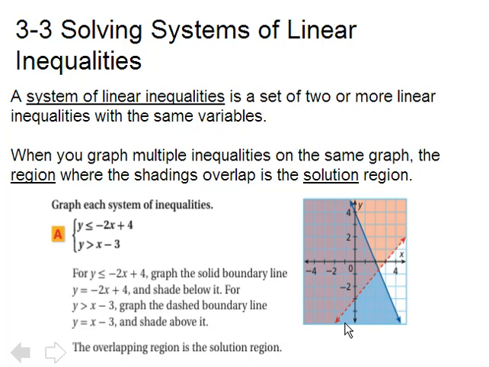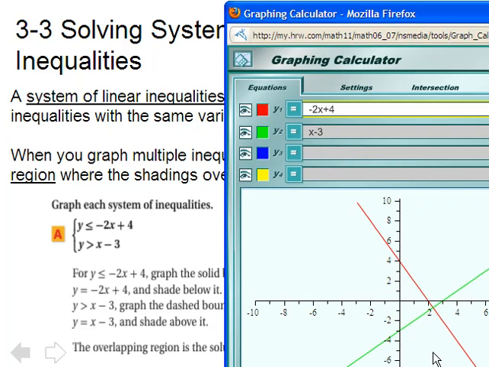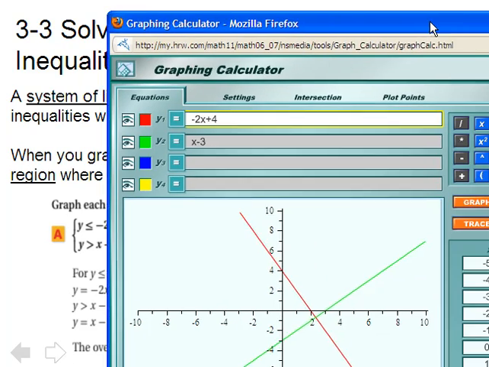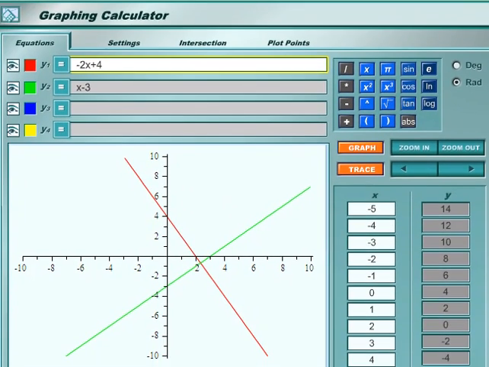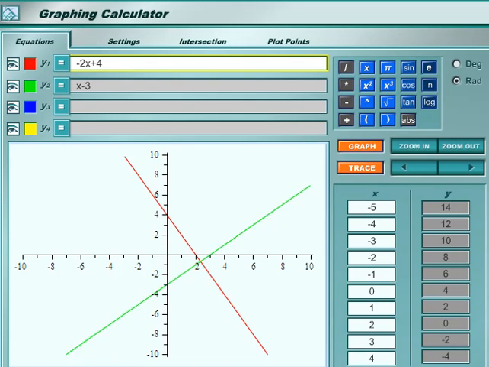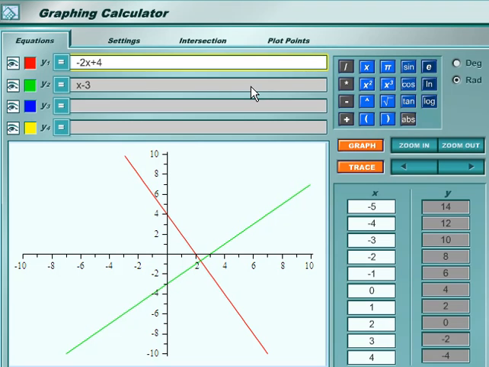they're both graphed over here, and you can use a graphing calculator for this. Let me just show you that real quick. I'll bring in the graphing calculator. And again, there's a link to this graphing calculator in the classroom. If you have questions with that, let me know. But basically, these are my two lines. These are my two linear equations.